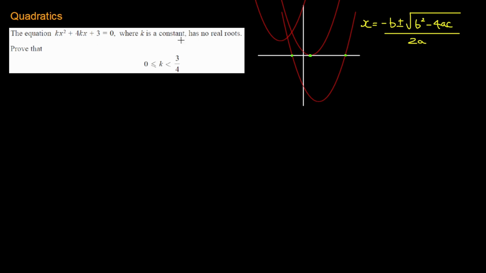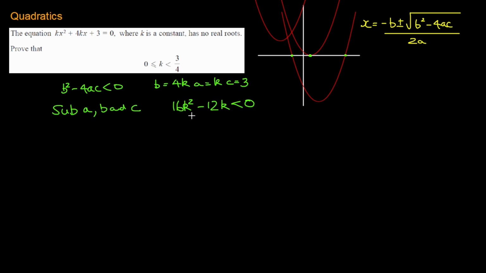If this equation has no real roots, it means that b squared minus 4ac is negative. And we can express that this way: b squared minus 4ac is less than 0. So let's pop in the values. We've got that b is equal to 4k, a is equal to k, and c is equal to 3. They are all positive.